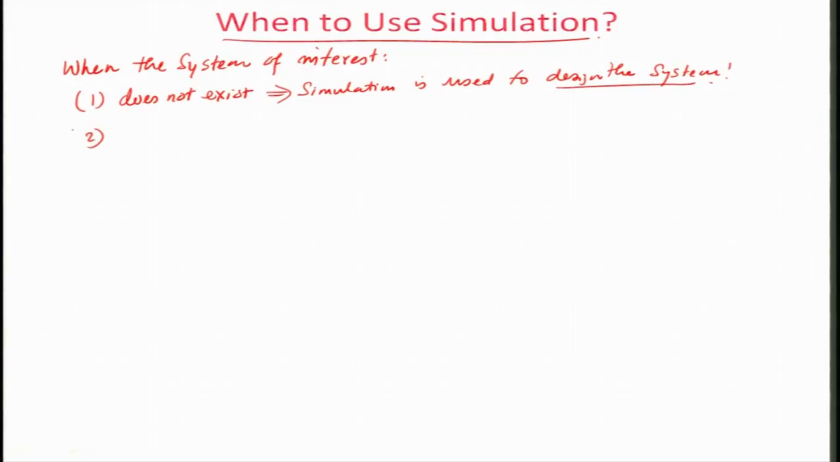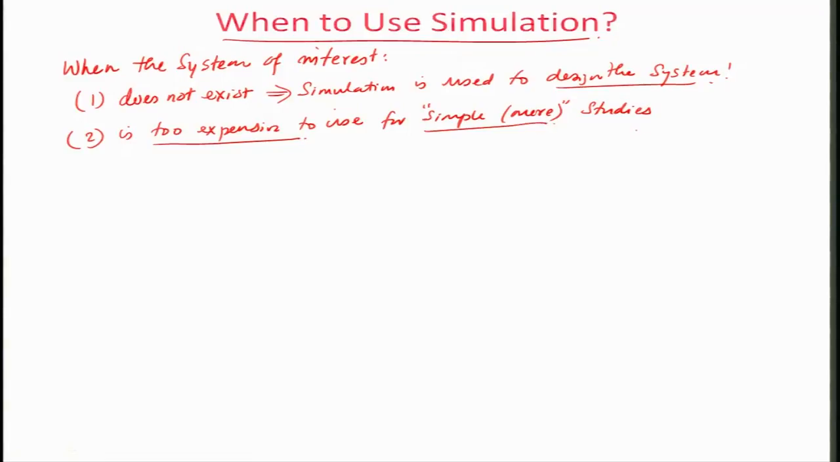Okay. Second one is, when the system of interest is too expensive to use for simple, or we call it mere studies. Let us say you want to find out what is the average queue length in a factory. A factory is an expensive system and you do not want such a too expensive system to use for too simple studies. If that is the case, then we use simulation.